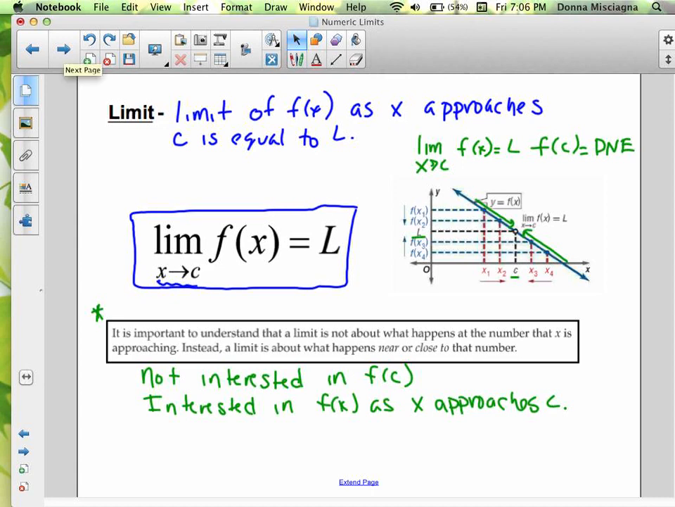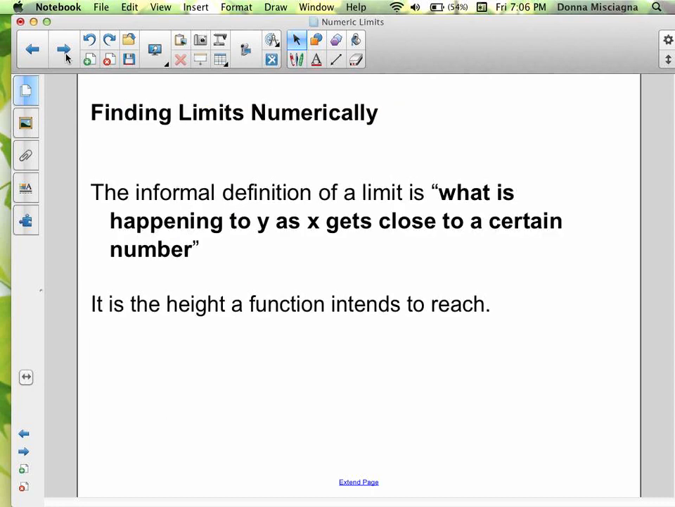Right? So we're looking at limits. We're not talking about the value of the function per se. We're talking about the value the function is approaching for some value of x. Now, sometimes they're the same thing. The value of the function for some value of x and the limit of the function for some value of x are exactly the same. But sometimes they're not. Right? In this case, they're not, because the value of our function doesn't even exist at c, but the limit still exists. So a very informal definition of a limit is what is happening to y as x gets close to a certain number. It's the height a function intends to reach.